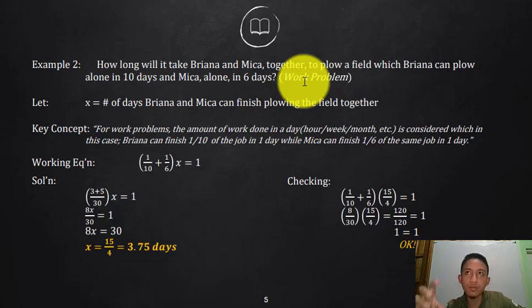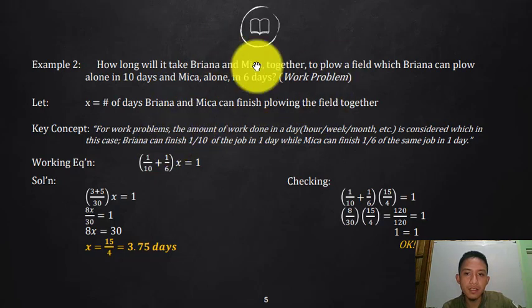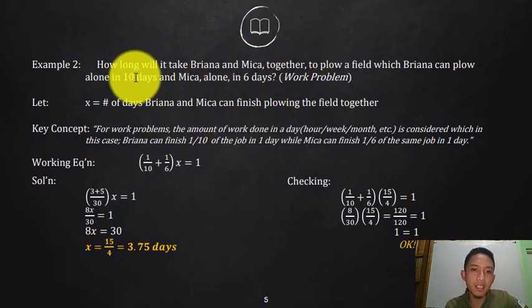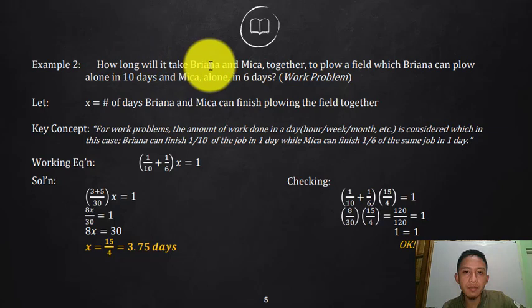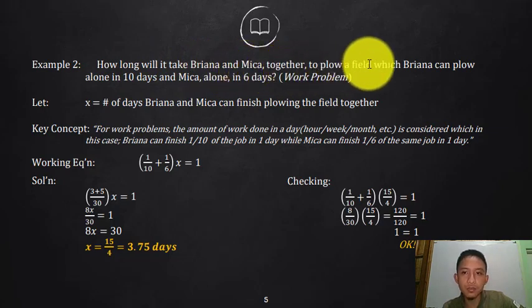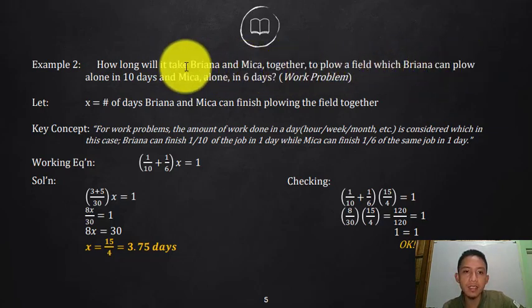You know how to translate the problem into an equation, solve the values, and then know what those values are. That is the important part. It doesn't matter what type of problem it is, the procedure is still the same. However, in work problems, first, this is an example of a work problem. Again, let's try to understand again. How long will it take Brianna and Mika together to plow a field which Brianna can plow alone in 10 days and Mika alone in 6 days?